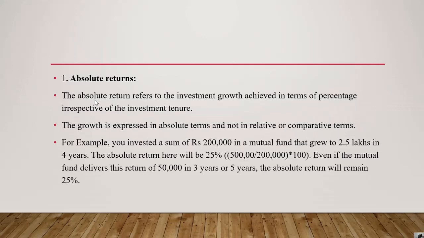For example, you have invested some amount of money and you find that the growth is 2.5 in 4 years, the absolute return would therefore be 25% of what you have invested. All right, let's look at another parameter here.